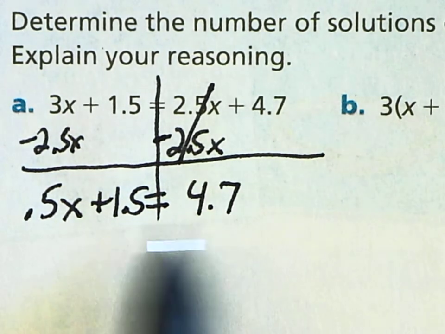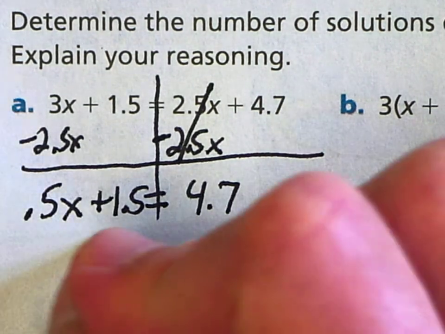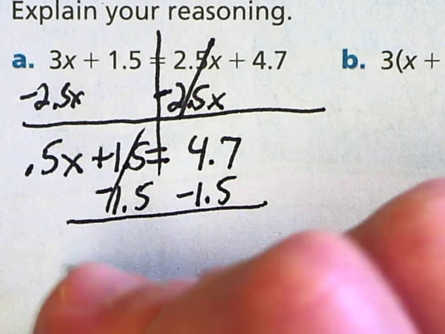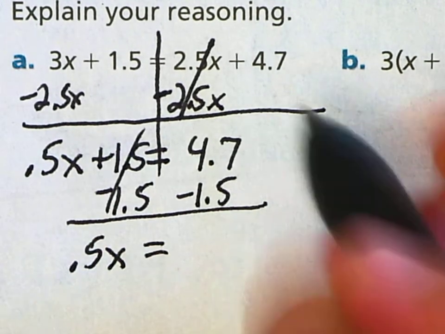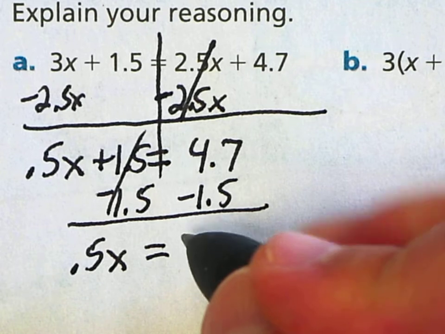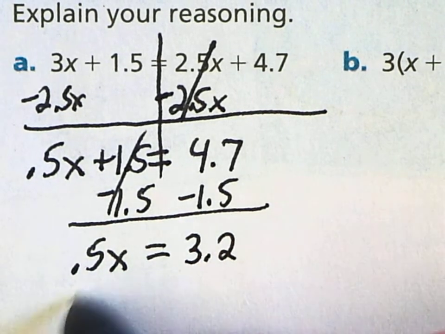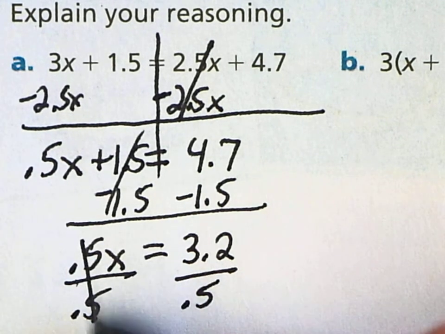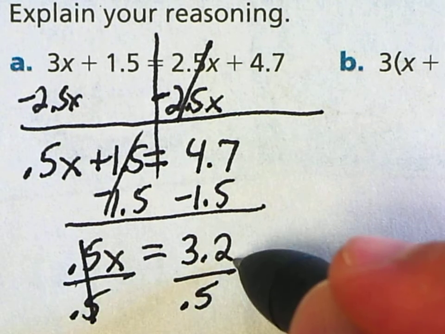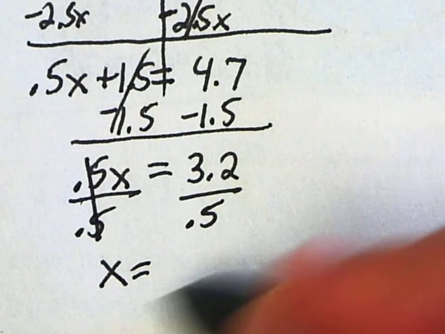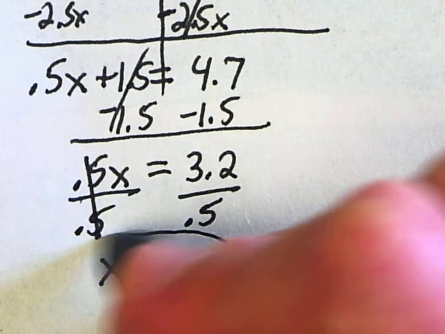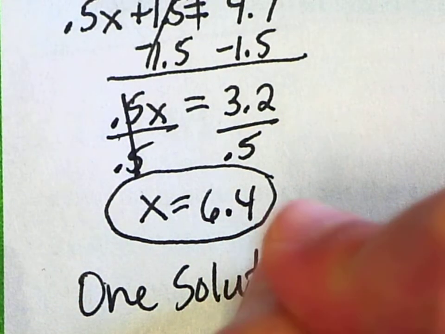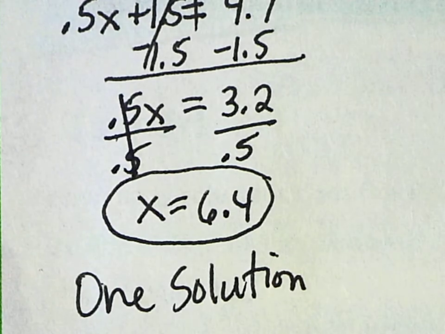Now I need to get the 1.5 and the 4.7 together. So I'm going to subtract 1.5 from both sides because they're on opposite sides. So then I have a half x left over here equals, this take away this would be 3.2. And then my last step would be to divide by a half, divide by 0.5. So that divided by itself is 1, and then 3.2 divided by a half would be 6.4. So look, I am able to get an answer. This is definitely one solution. I got one answer, one solution.